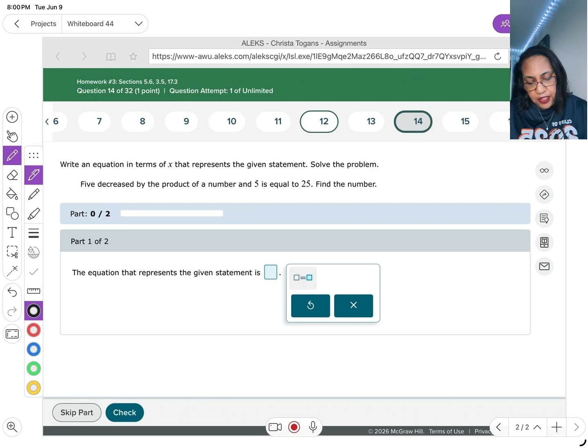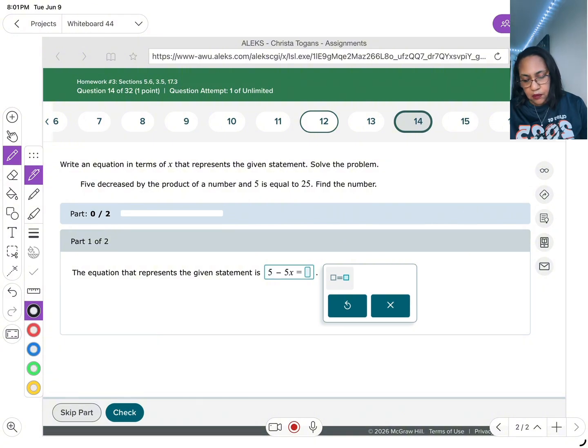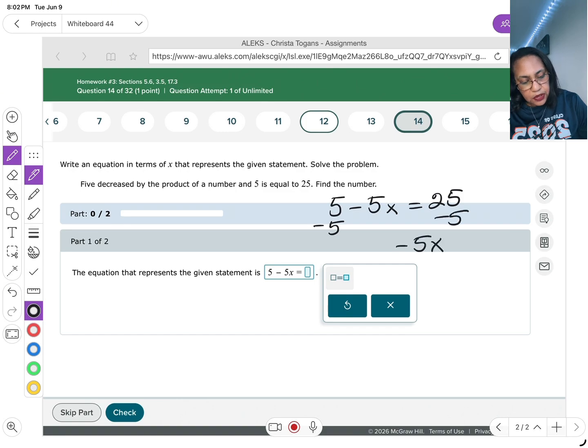Okay, so in 14, it says write an equation in terms of x that represents the given statement and then solve the problem. 5 decreased by the product of a number and 5 is equal to 25. So 5 decreased by the product of a number and 5 is equal to 25. Subtracting 5 from both sides, I get negative 5x equals 20, and x would end up being negative 4.